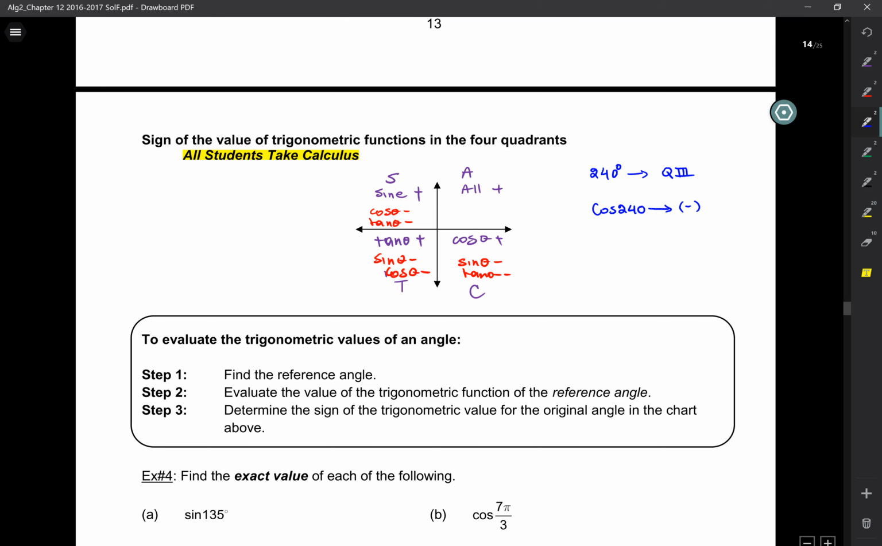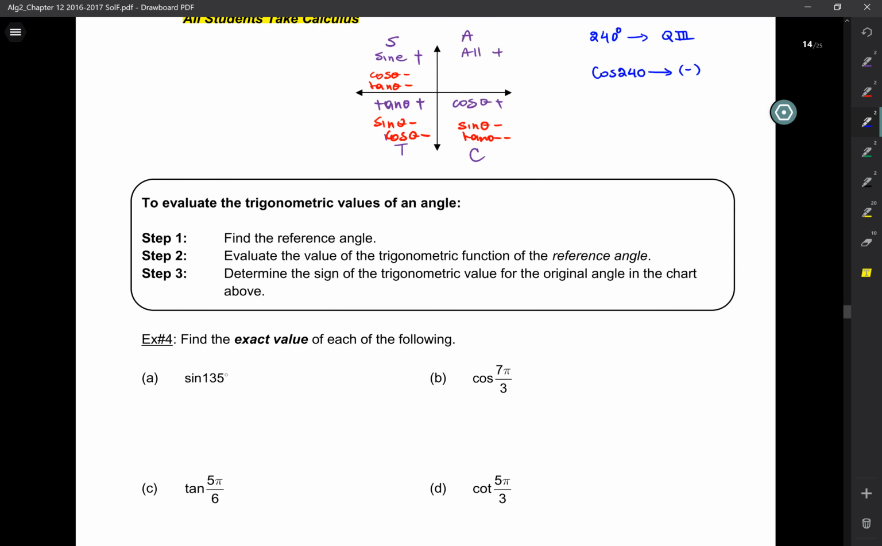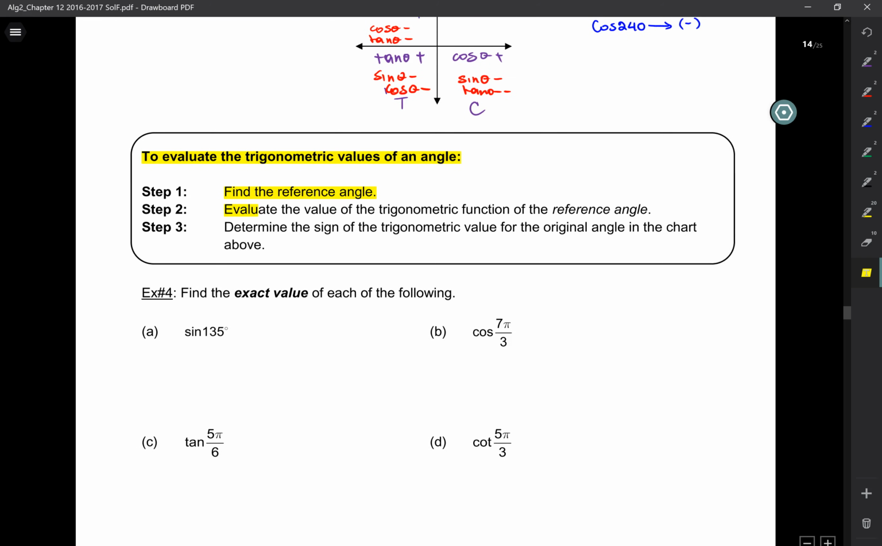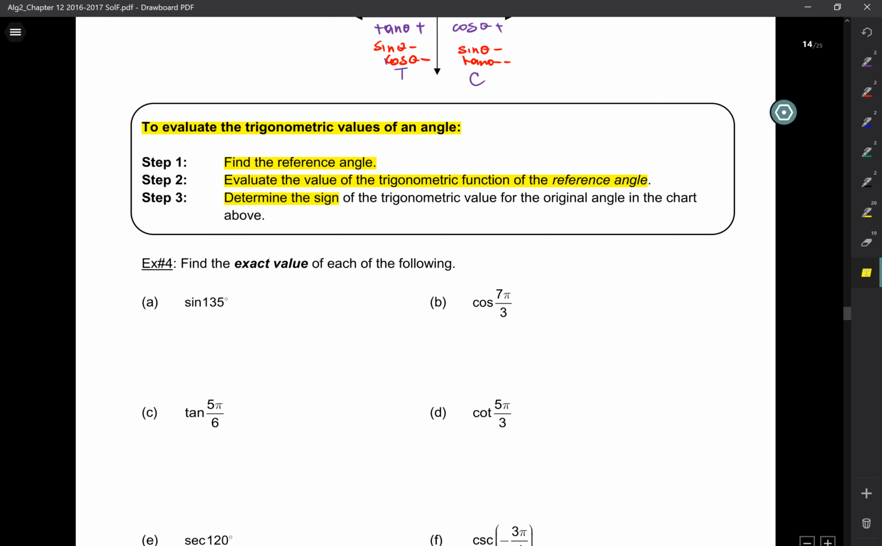Now, if you have just any old angle and you want to find the trigonometric values of that angle, it's a three-step process. First, you find the reference angle. That should take you about 3 seconds. Then, you evaluate the trig function of the reference angle, and then you determine the sign. So let's do one.